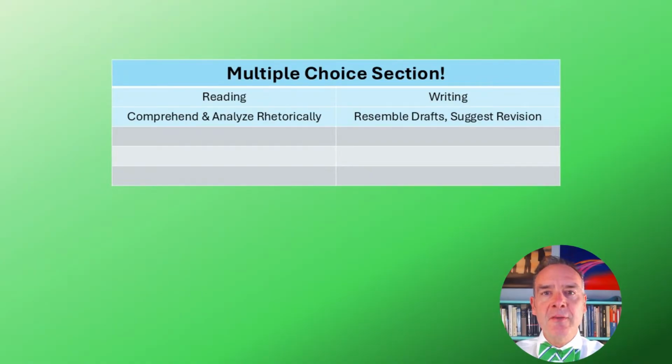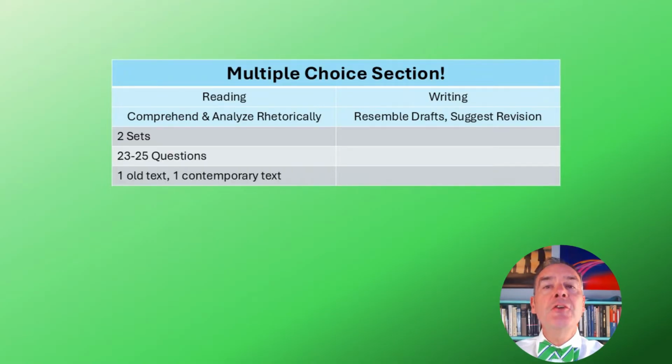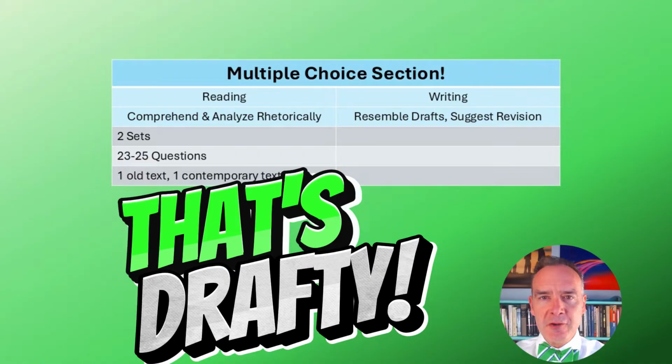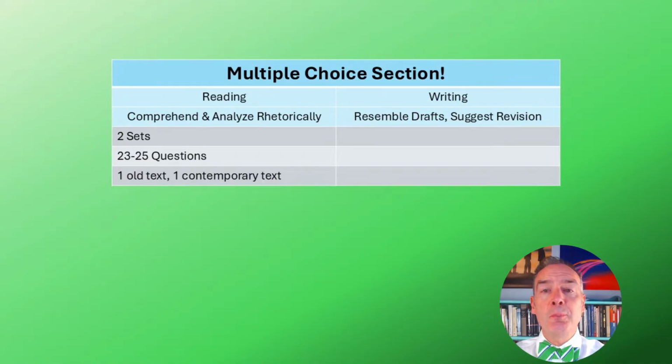There will be a reading section that asks you to analyze passages for style, content, structure, organization, rhetorical choices, and rhetorical appeals, and answer questions based on that. There are 2 sets of questions in the reading sections, totaling 23 to 25 questions. You'll have one old text that may have archaic language and one contemporary text that will probably be easier for you to read. The writing section is going to resemble draft writing. It's going to ask you to make suggestions for revisions from the perspective of the writer. There will be 3 sets of writing passages, and they're going to total 20 to 22 questions.